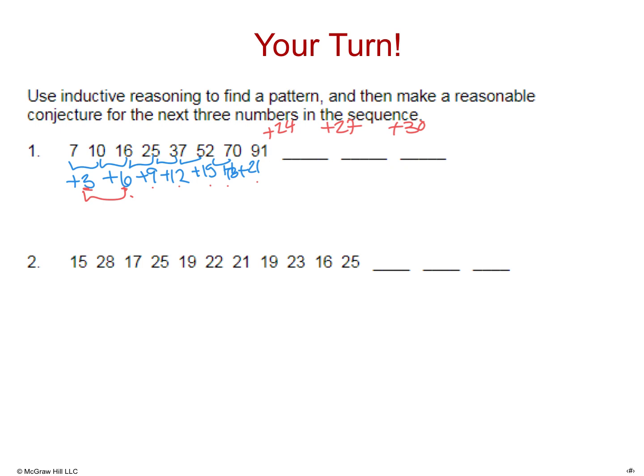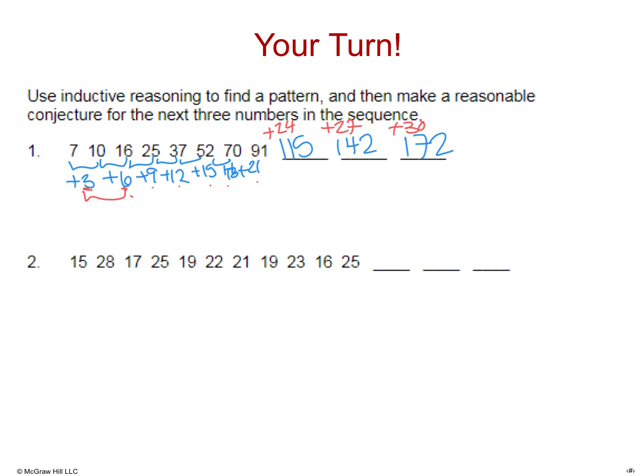All right, so let's see. So 91 plus 24 is 115. And then plus 27 is 142. And then plus 30 is 172. All right, so that would be my conjecture there.